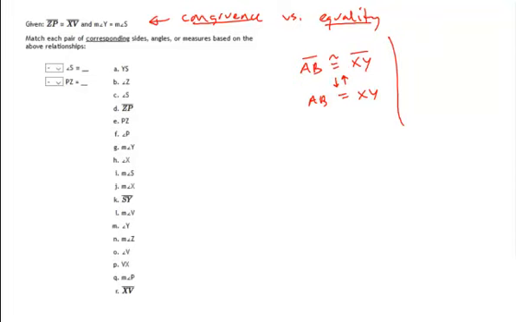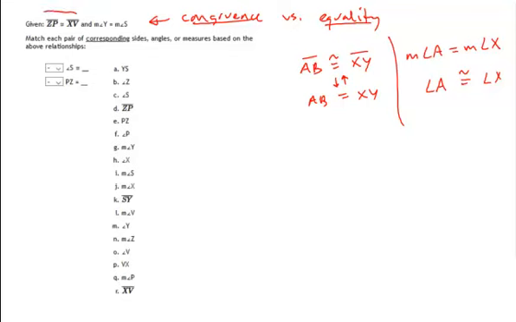Right? If we started with measurement, so let's say we took the measure of angle A is equal to the measure of angle X. If that's the case, then we know that the angles themselves, angle A and angle X, are congruent to each other. So that's what you're testing on this.